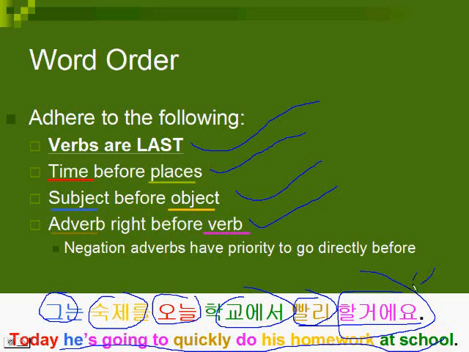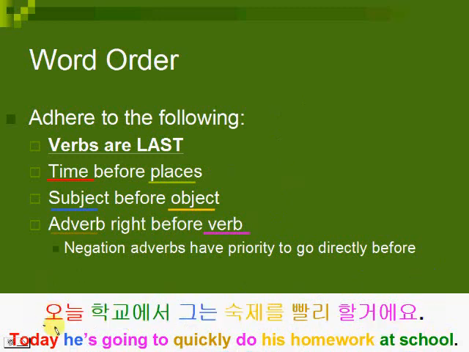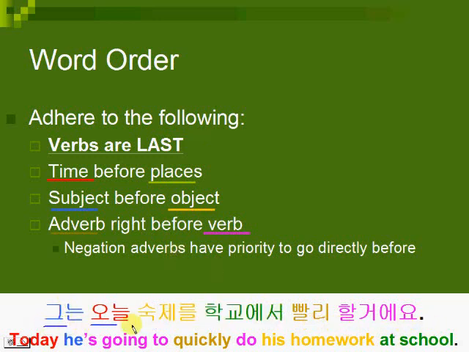Another way to write it in Korean. So it's basically as long as you follow these four rules, you're fine. Okay, so time, place, subject, object, adverb, verb. Subject, object is right here. Time, place, excellent. Modifies this, excellent, and the verb which it's modifying is last.